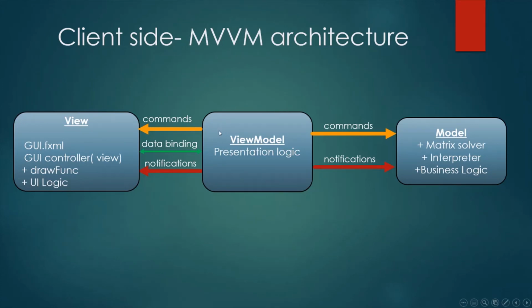The view model contains the presentation logic. It is the active part of the architecture. There is a data binding between the view and the view model. The view model acts as an observer and as an observable. The model contains the business logic, and it acts as an observable. And this is the architecture of our client side.